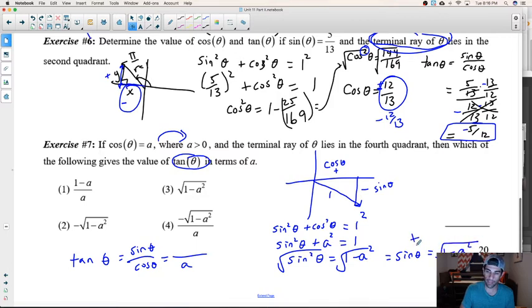Now, is it positive or negative? Well, we just said before, and he is going to be a negative. So here I'm going to plug in negative square root 1 minus a squared. And there it is. All right, so that's it.